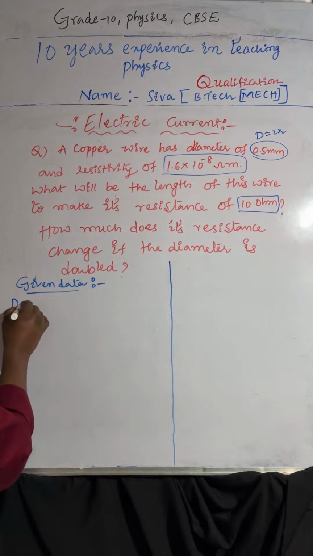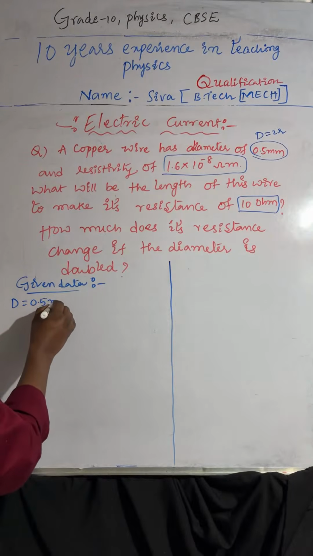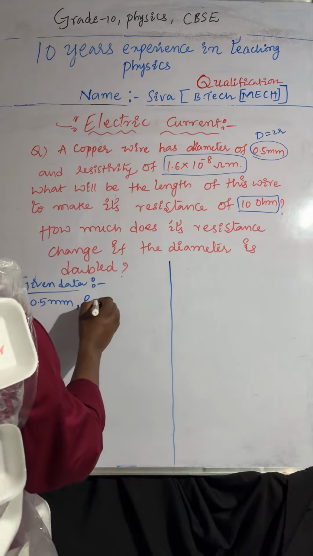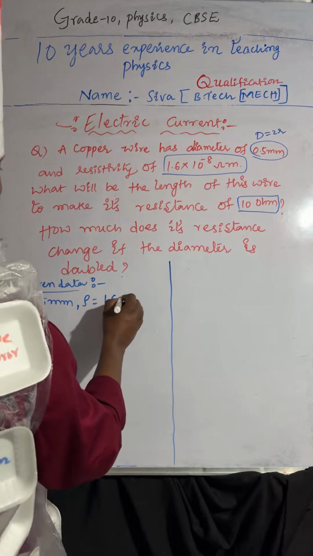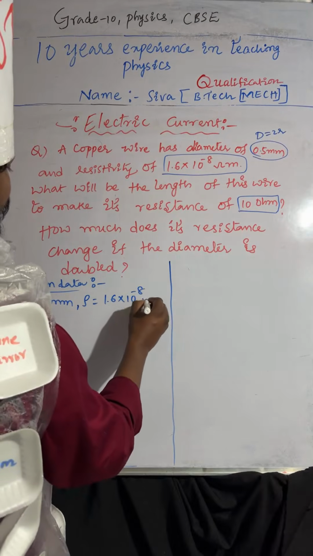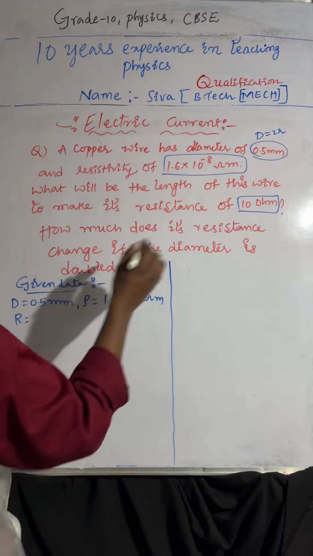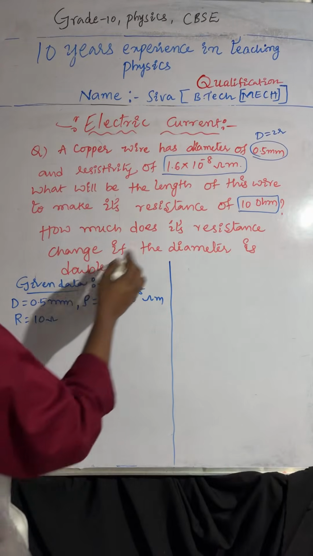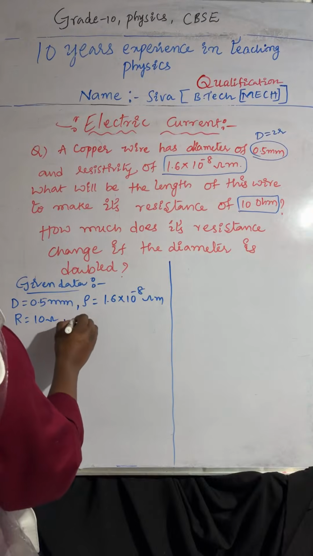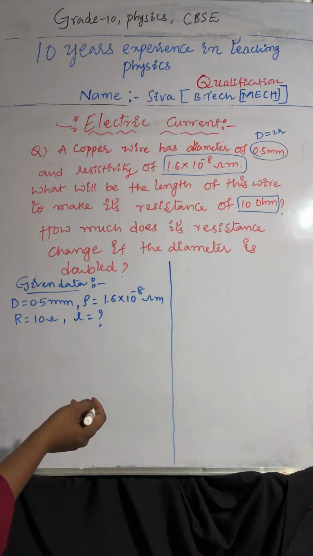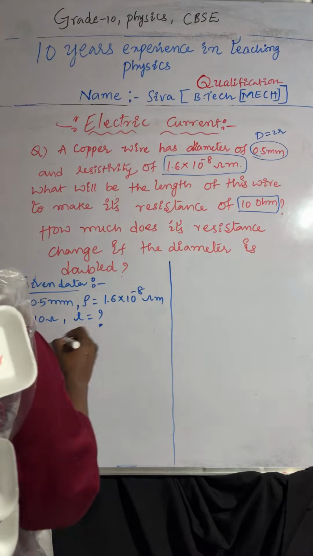Diameter equal to 0.5 mm. First write the data. And rho equal to 1.6 into 10 power minus 8 ohm meter, and resistance R equal to 10 ohm. So we have to find out the length. That is the first step. So how to find out the length.